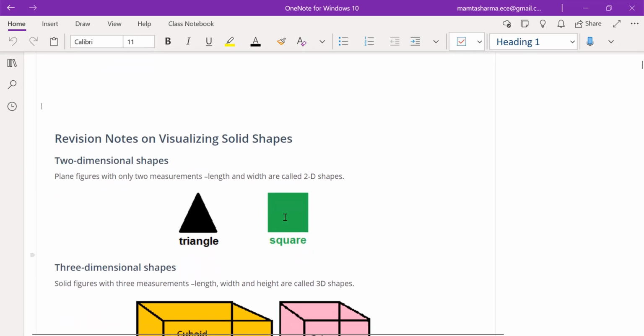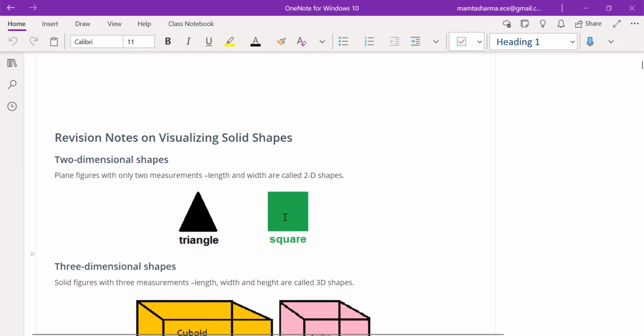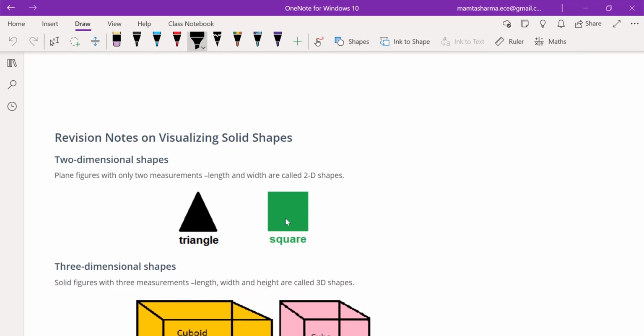See, first we have seen these types of shapes in the previous class. This is a triangle. This is a square one. Now see, these are the 2D shapes. Why 2D shape? Because only two dimensions have been given. One is length and the other one is width. Only length and width is given.